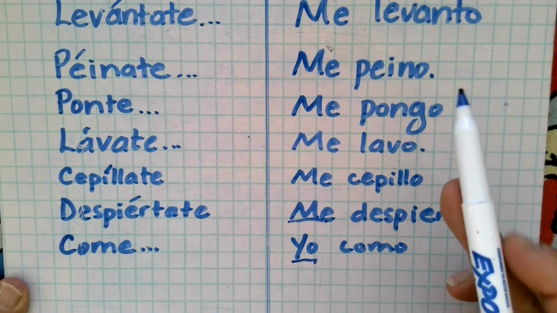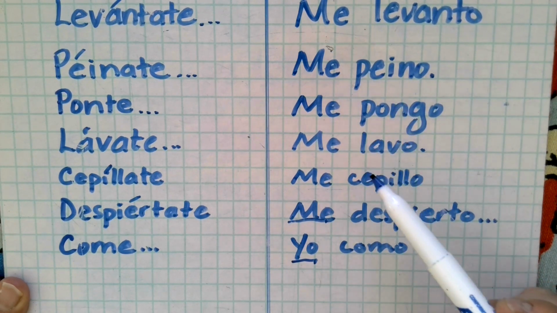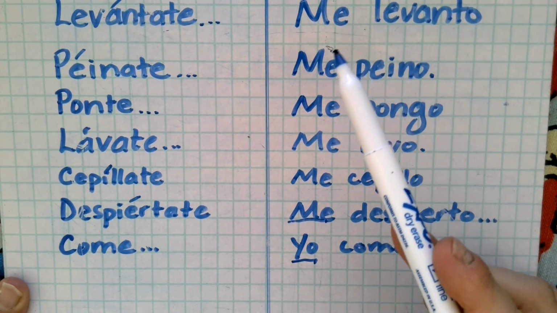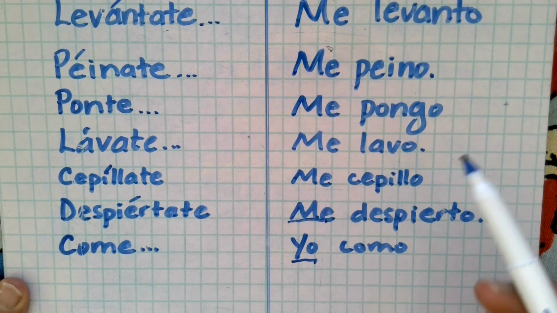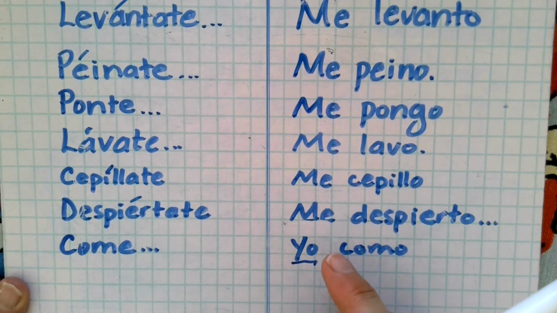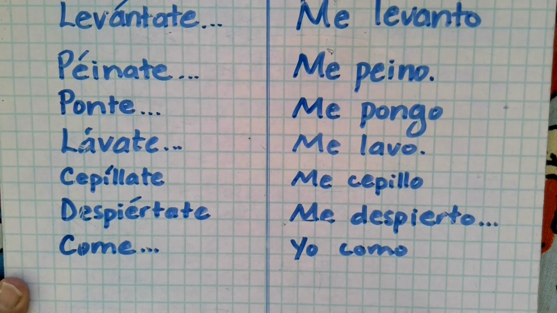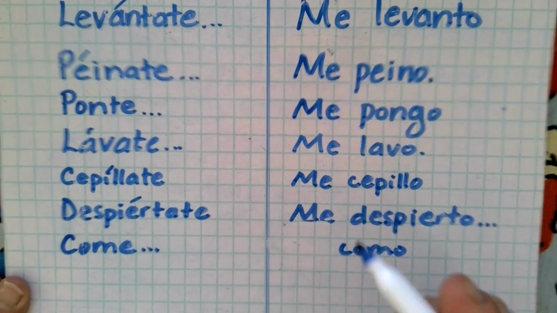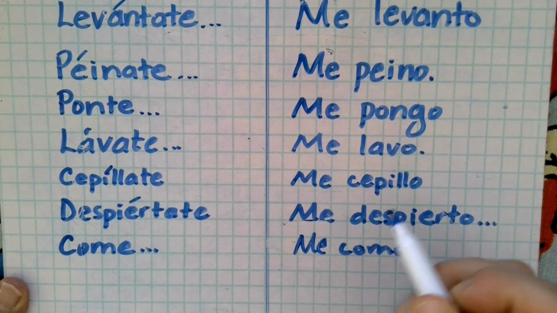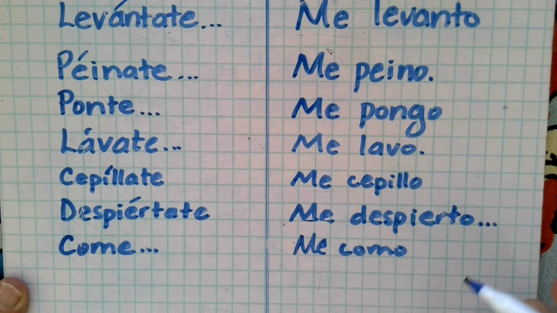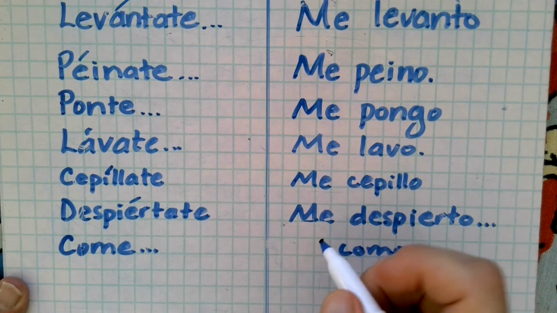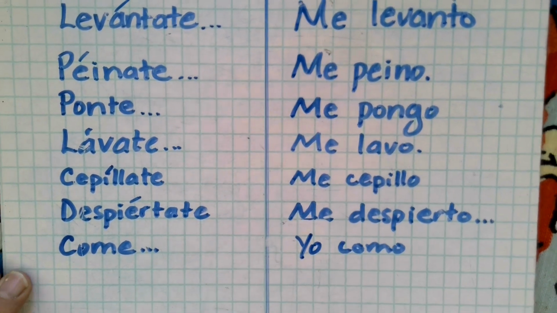So only certain verbs are reflexive, and you'll just have to know these. And typically, they are actions that you would do to yourself. Okay. Now, if you said me como, it would mean you are eating yourself, which hopefully none of you are doing. So make sure you have that as yo como.